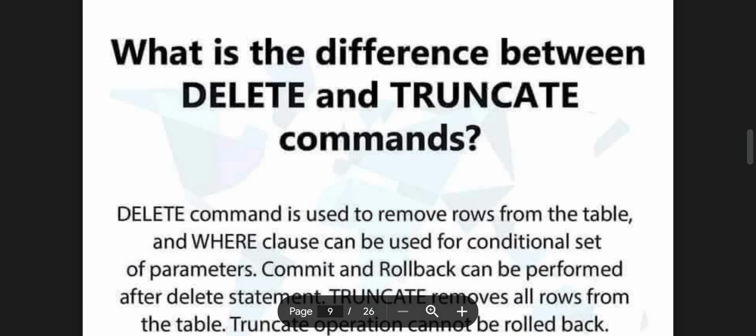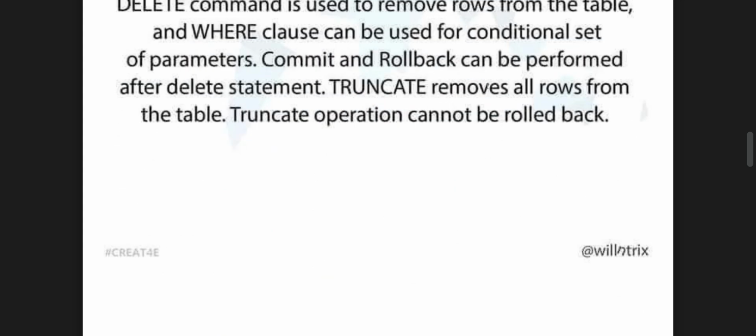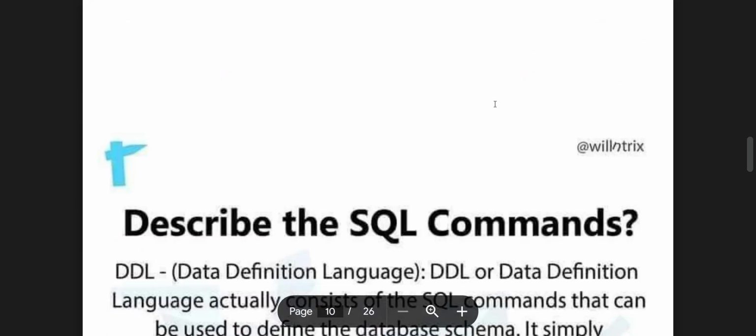What is the difference between the delete and the truncate command? Delete command is used to remove rows from the table, where a WHERE clause can be used for a conditional set of parameters, and a rollback can be performed after the delete statement. Truncate removes all the rows from the table. Truncate operation cannot be rolled back.